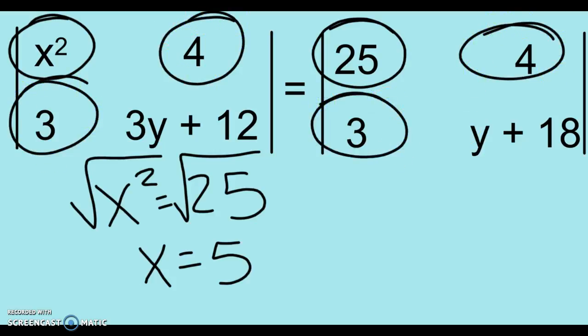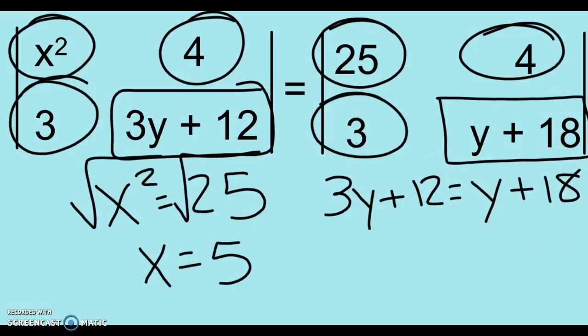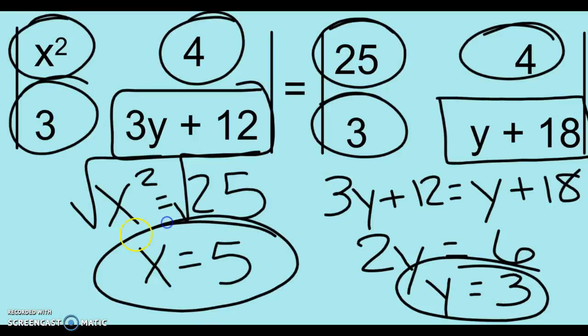The reflexive property. The only other one you need to do is 3y plus 12 equals y plus 18. Go ahead and solve this and then check it. All right, so I'm going to get 2y equals 6, so y is equal to 3. That's really all you're doing. You're finding what your missing elements are inside of each matrix.